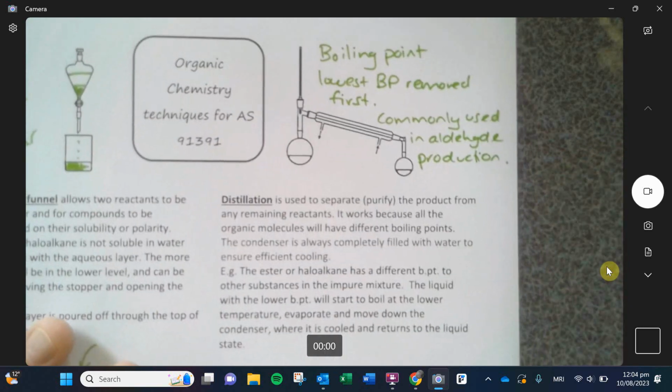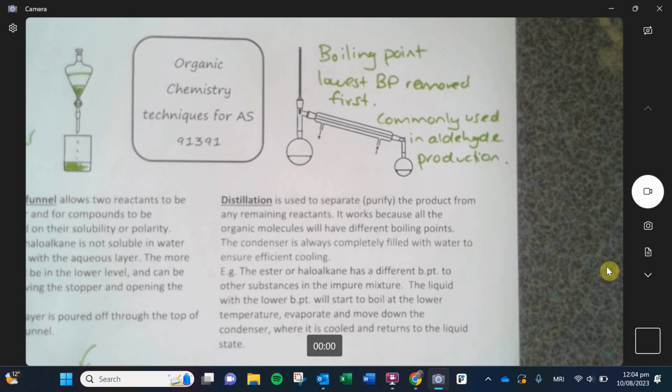So the idea is we can remove the aldehyde before it does the second oxidation step. So let me show you what I mean.